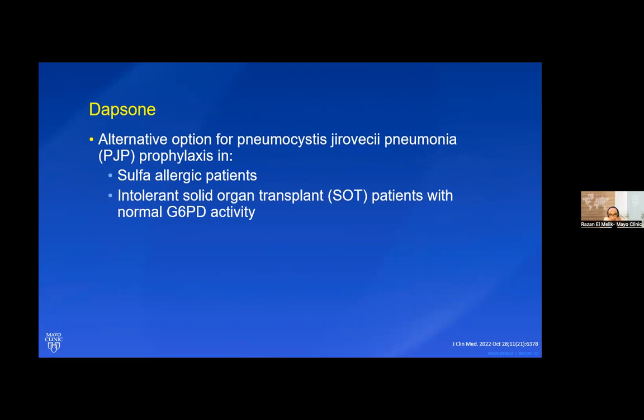Now for Dapsone, just to give a bit of context for our presentation today, Dapsone has multiple indications. But for the purpose of this case, it is used as an alternative for PJP prophylaxis in solid organ transplant patients, specifically patients who have an allergy to sulfa, which is very similar to our case today that Alex will go through here.